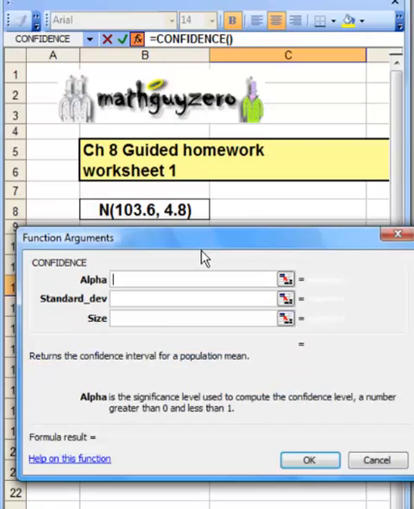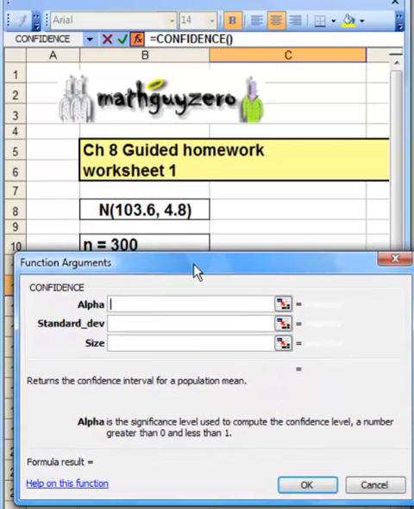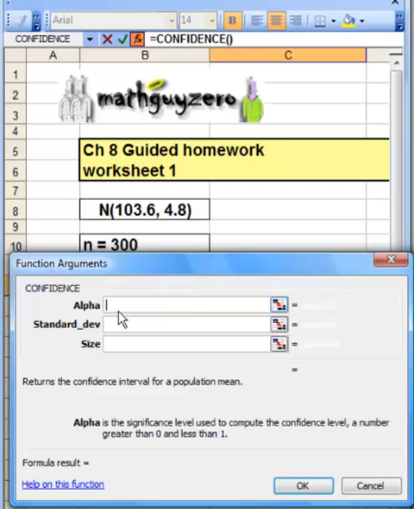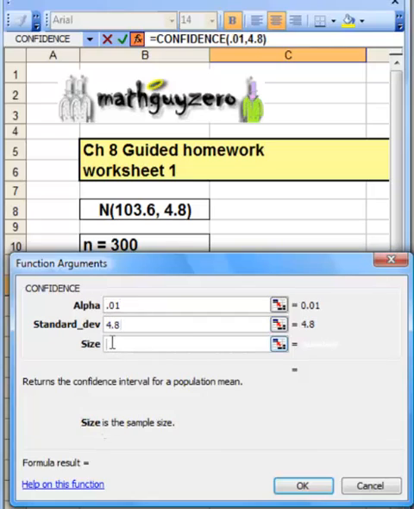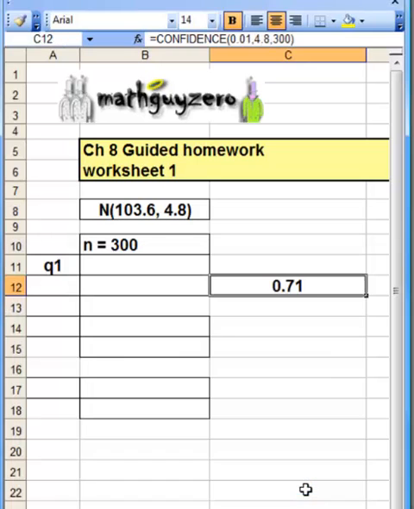The first number it asks you for is the alpha. The alpha is 1 minus the level of confidence. So 1 minus 99% is 1%, commonly written as 0.01. Standard deviation is 4.8. In this function, it will automatically divide by the square root of the sample size for you. So just follow directions. Click OK. And we got a confirmation. So we're done.